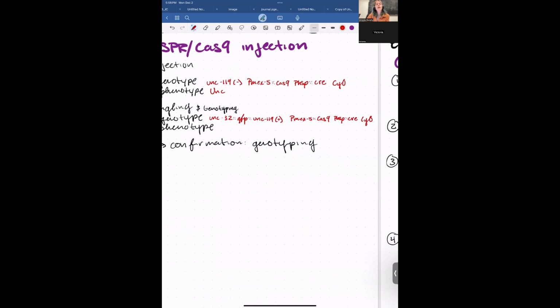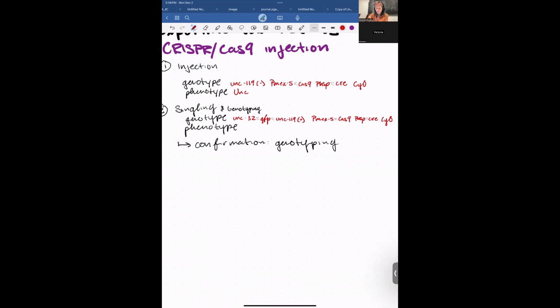so now if the insertion is integrated, then we go from the parent being UNC to now having progeny, which are non-UNC. So now we confirm the presence of this insert by genotyping. And I want to describe genotyping because it will be important to understand how you would design primers for a genotyping experiment.